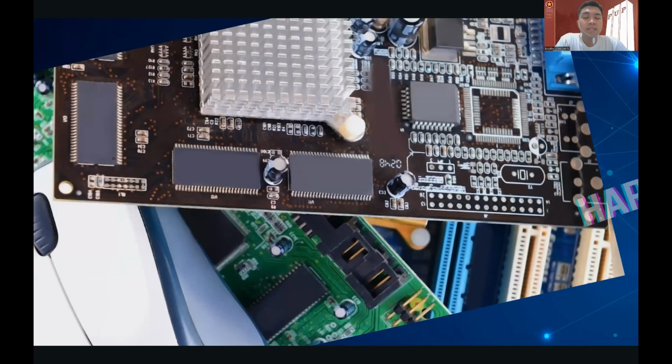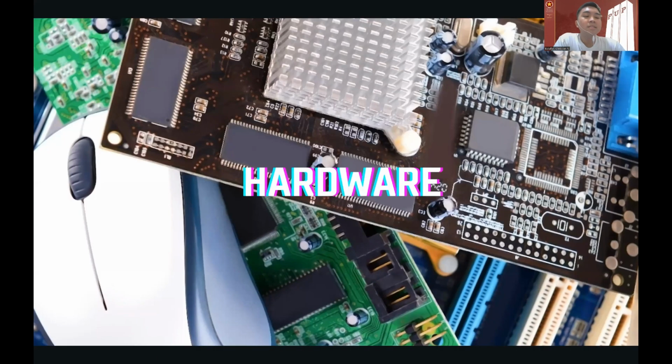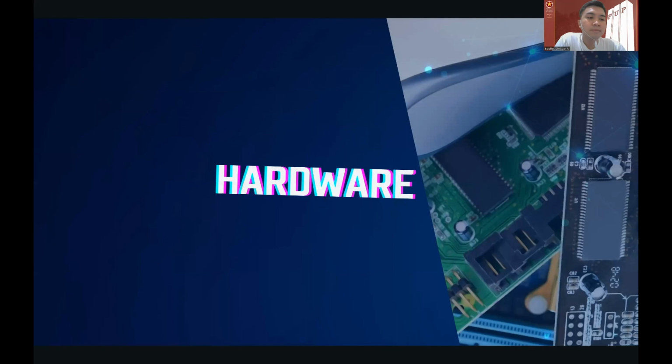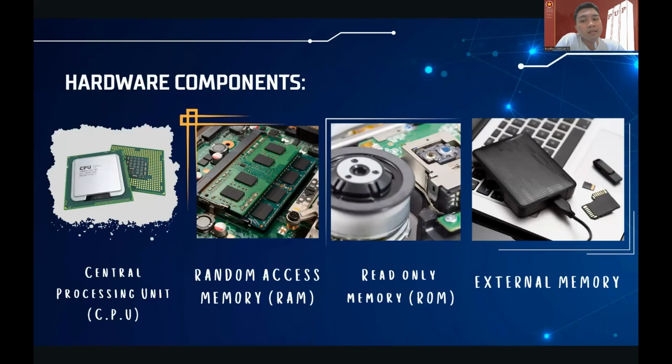Next, the hardware. The hardware is the physical devices that constitute a computer system. Hardware refers to all tangible parts of a computer, or yung mga nahahawakan natin, or the external parts of the computer, like the central processing unit or the CPU, random access memory or RAM, read-only memory or ROM, and external memory, and so on and so forth.